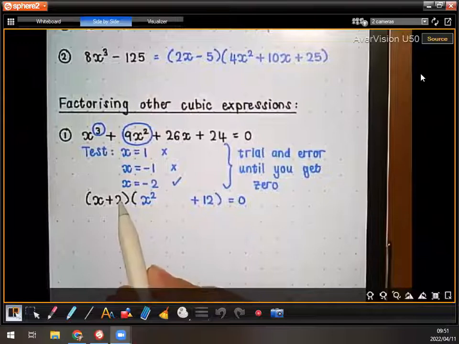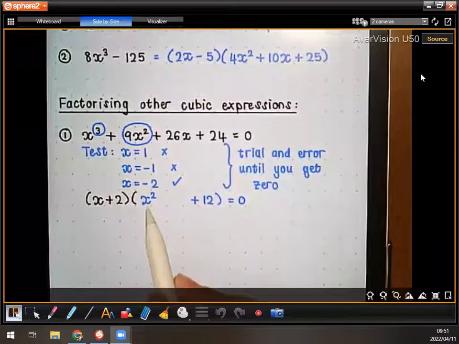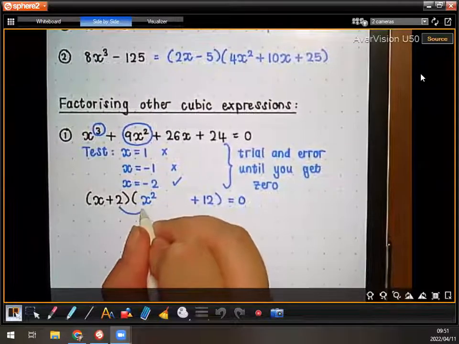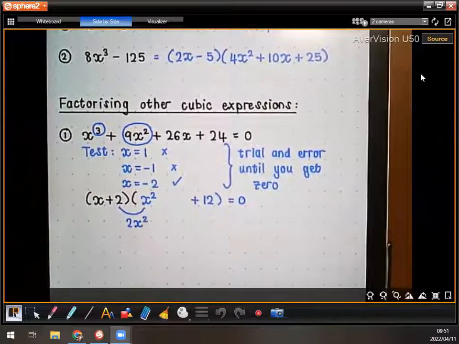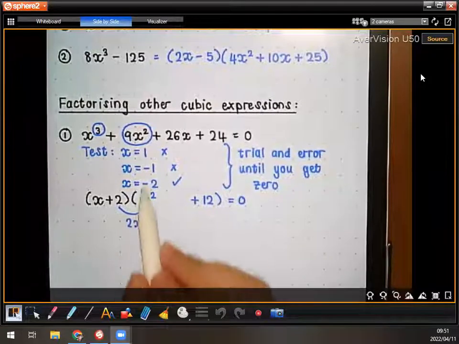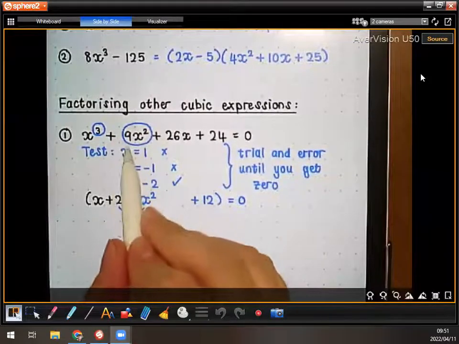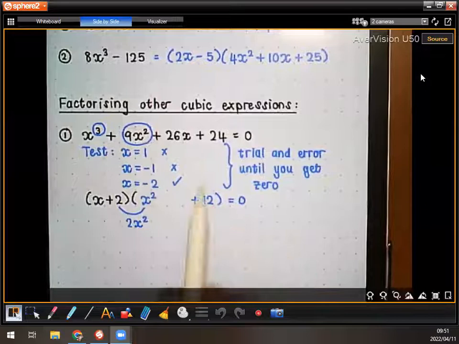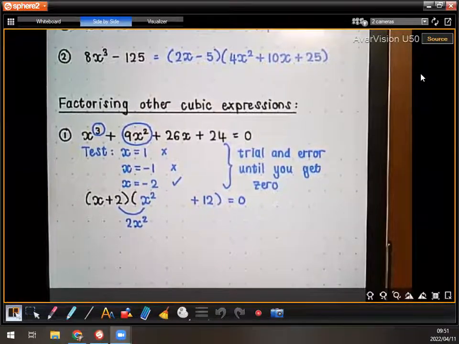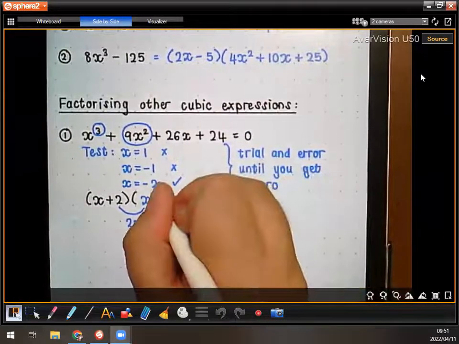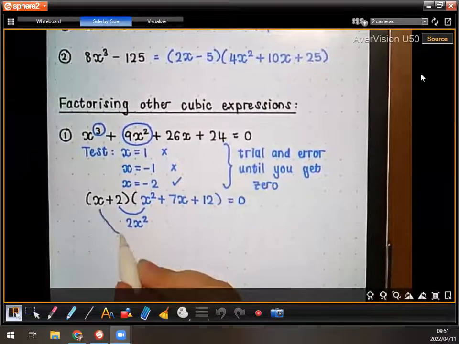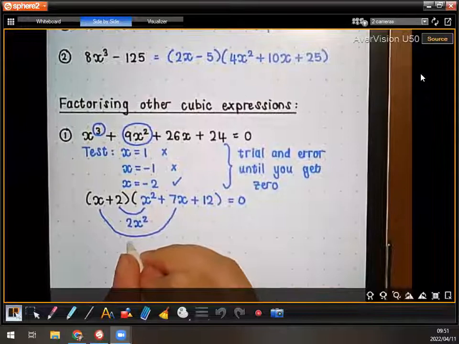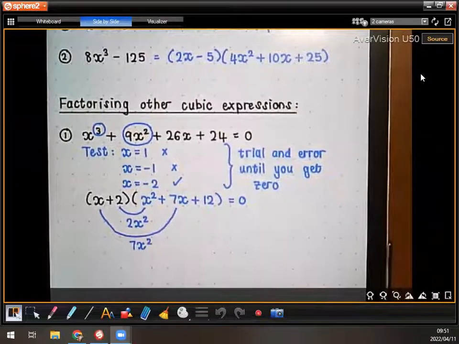If I take 2 and x squared, that will give me x squared, right? What am I going to get if I do that? 2 times x squared is 2x squared. What do I need? So I need in the end 9x squared, right? I have 2x squared. I need another 7x squared. So guys, you are going to put in plus 7x because that is going to give you your 7x squared.